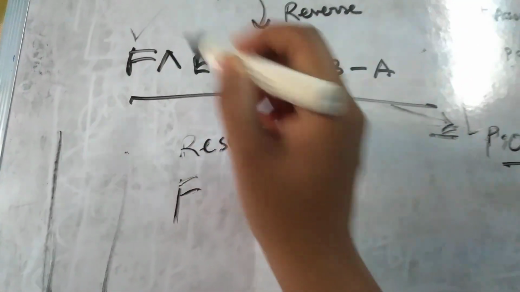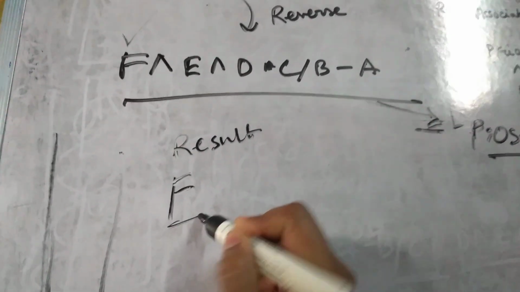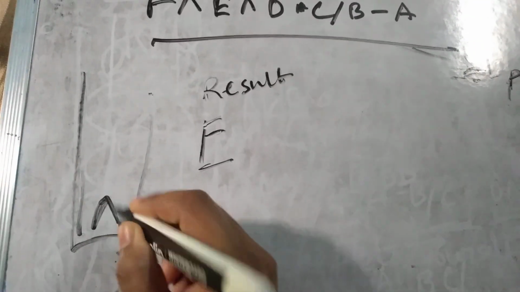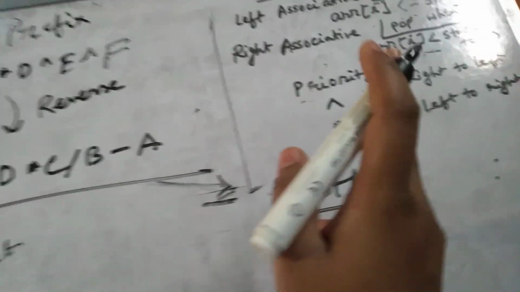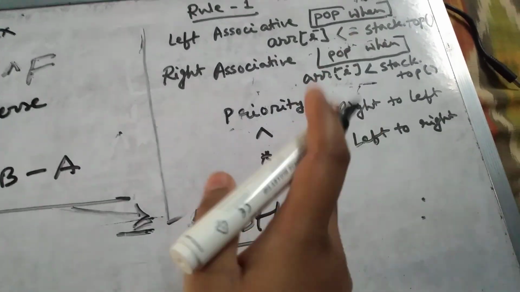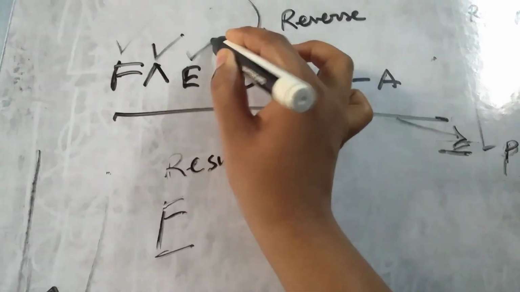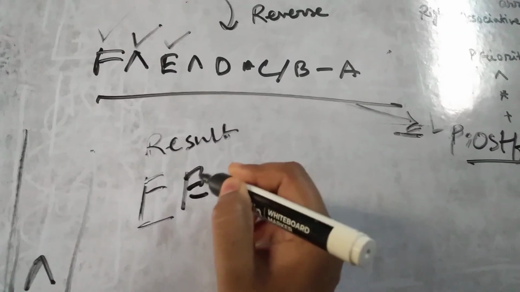First visit F, place it here. Now visit the operator. What operator is coming? In an empty stack we place it. There is no requirement to maintain any rule. Okay, let's go to the E. E is placed here as well.